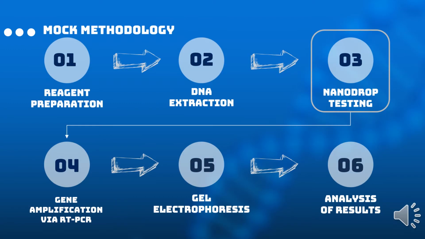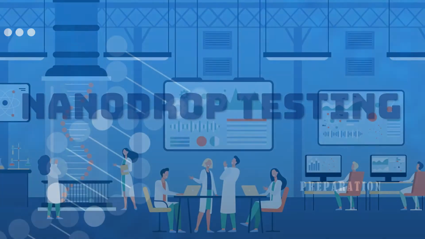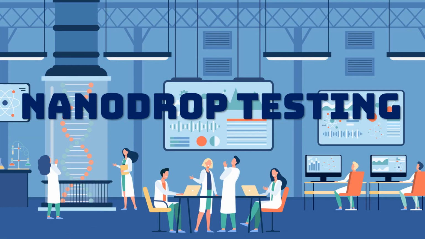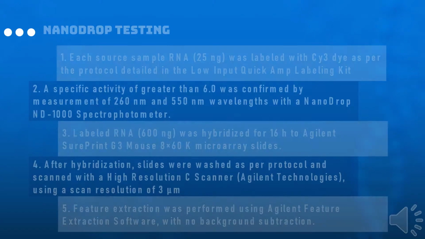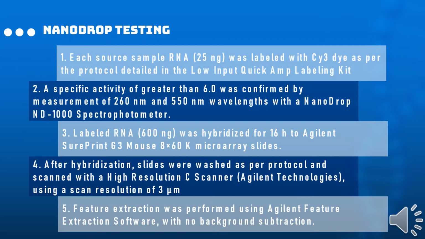Now let's proceed to the third part of our presentation, which is all about nanodrop testing. For nanodrop testing, first, each source sample RNA was labeled with CY3 dye as per the protocol detailed in the Low Input Quick Amp Labeling Kit.